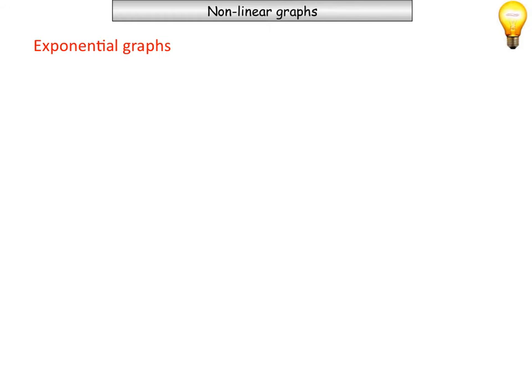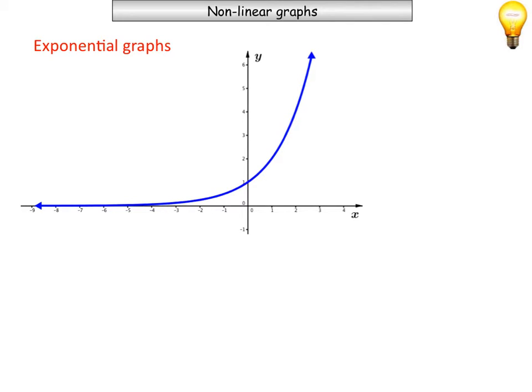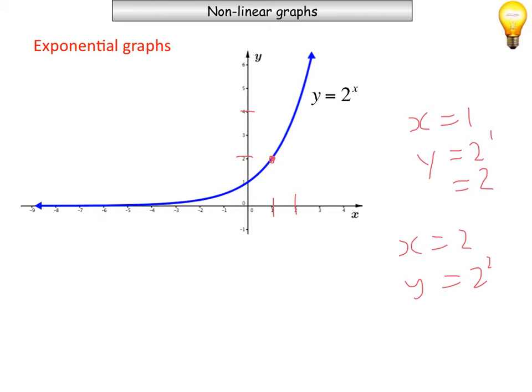Okay, now an exponential graph looks like this. This is a particular type of exponential. The equation is y equals 2 to the power of x. So for every value of x, we put into the power, we do 2 to the power of that, and we get our y value. For example, if x equals 1, y equals 2 to the power of 1, which is 2. So when x equals 1, we go up to 2. So there's our first point. If x equals 2, y equals 2 to the power of 2. So across 2, up to 4.